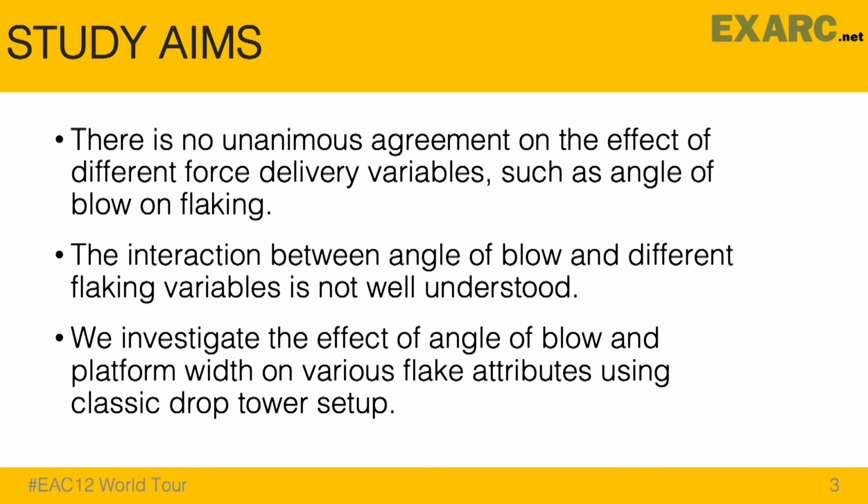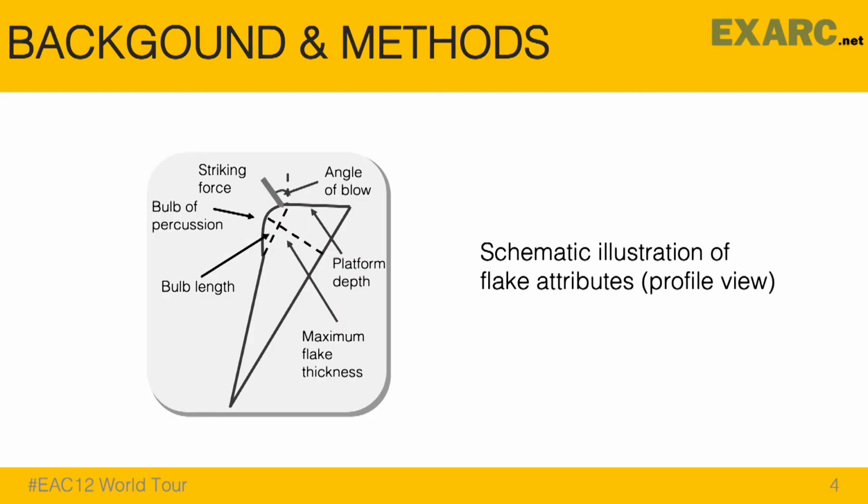Here we will investigate the effect of angle of blow and platform width on various flake attributes using the classic drop tower setup. By angle of blow, we refer to the angle between the hammer blow and the perpendicular of the platform. This means that if you're hitting perpendicularly at the platform, you will have a zero angle of blow, and as your hammer blow becomes more oblique, the angle of blow will also increase.